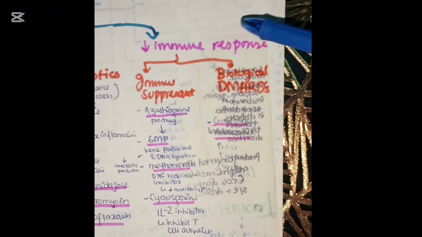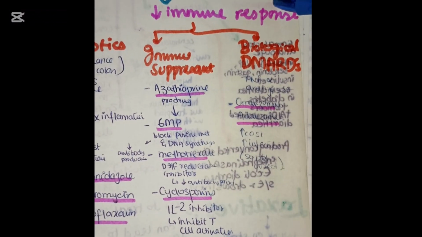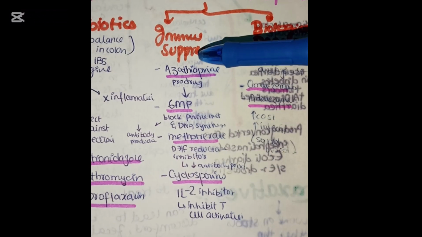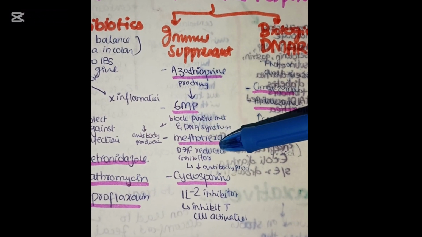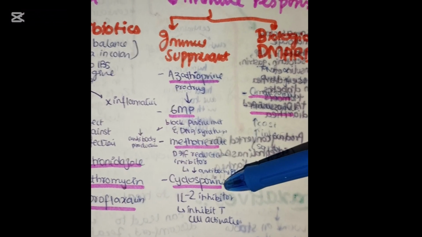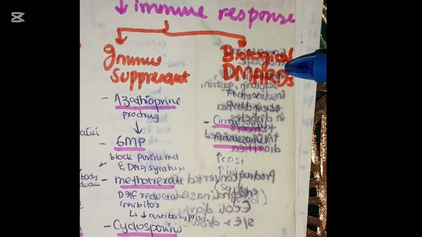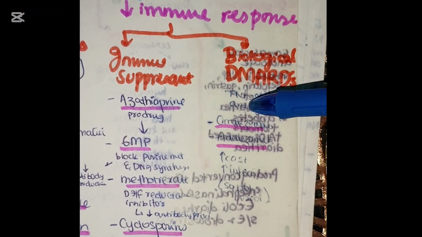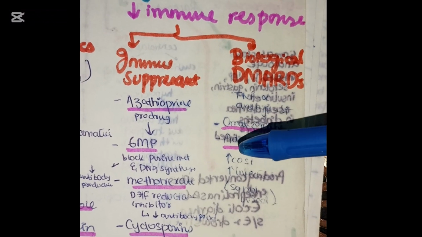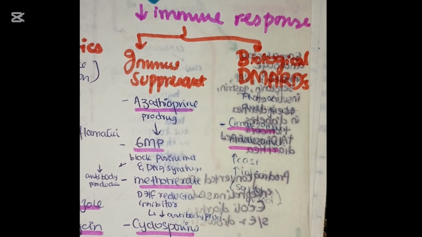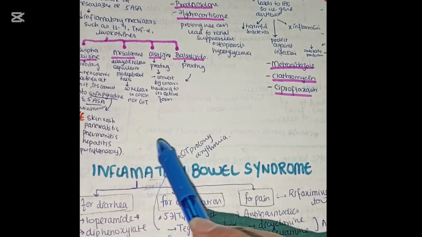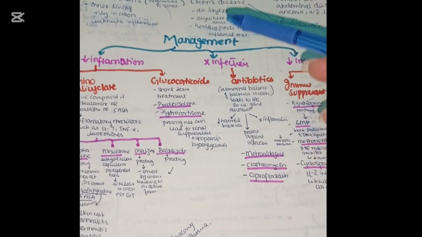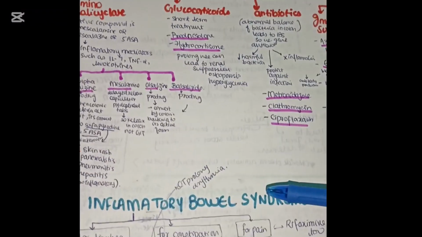For decreasing the immune response, we have immunosuppressants and biological DMARDs. Azathioprine, 6-mercaptopurine, methotrexate, and cyclosporine inhibit the antibody production, thus decreasing the immune response. Biological DMARDs such as omalizumab and adalimumab target specific inflammatory molecules like TNF to suppress the overactive immune response in the gut. Now we will discuss irritable bowel syndrome, that is different from inflammatory bowel disease.